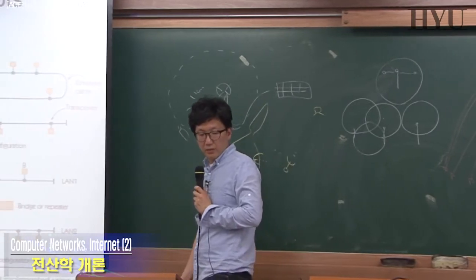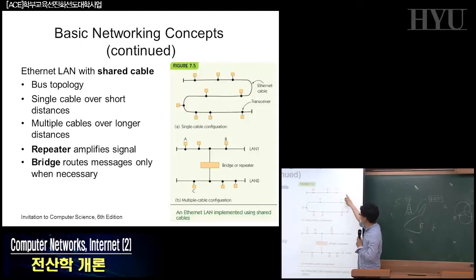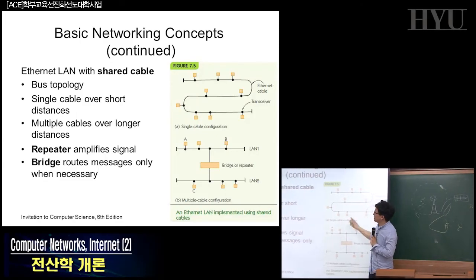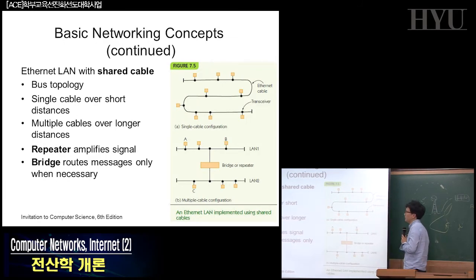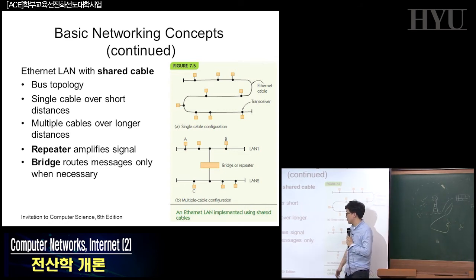Ethernet LAN cables with a shared cable. So we are sharing this cable. Bus topology, single cable over short distances, multiple cable over the long distances. Repeater amplifies the signal, bridge router, message only when necessary.